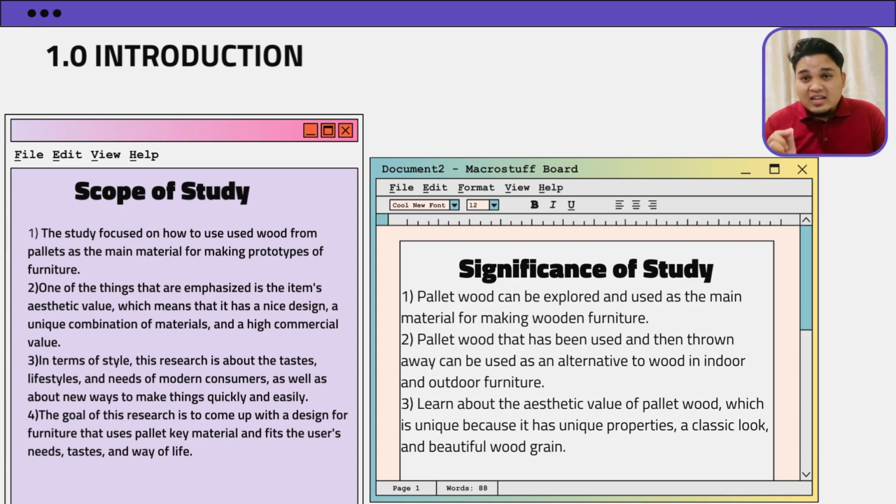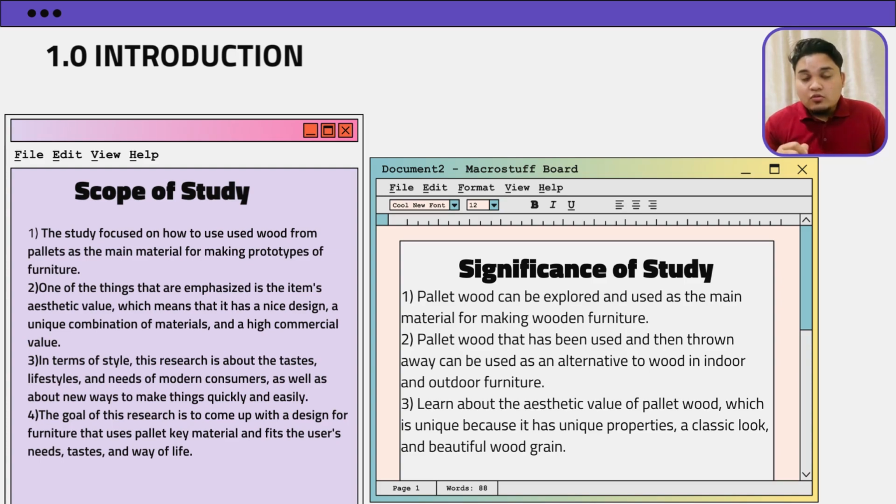Next, one of the things that is emphasized is the item's aesthetic value, which means that it has a nice design, a unique combination of material, and a high commercial value in a wood pellet. In terms of style, it is about the taste, lifestyle, and need of modern consumers, as well as about new ways to make things quickly and easily. The last goal of this research is to come up with a design for furniture that uses pellet as the key material and fits the user's need, taste, and way of life.